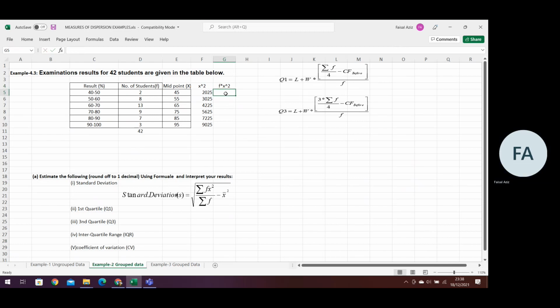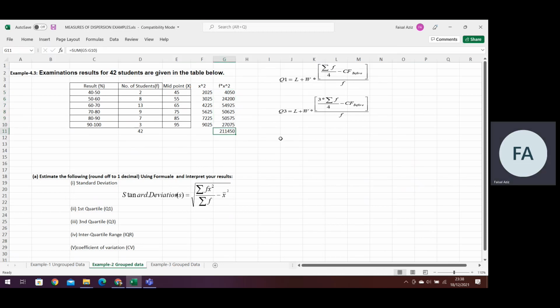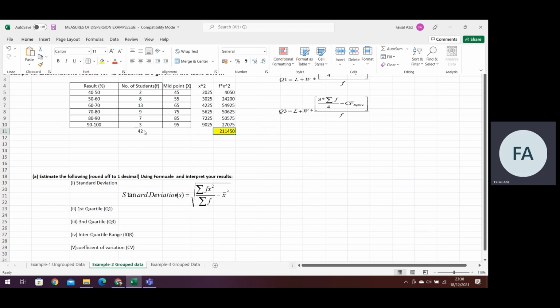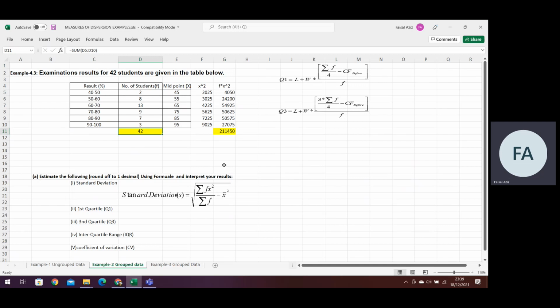So here we have f, which is 2, and multiply by x square, which is this one. So we'll click enter, and then I will drag it down. We need a sum total of this column. So here in home screen, we'll click on auto sum. So this is what summation fx square. So I'm going to highlight this number with a different color so that it will look prominent. So this is our fx square, and this is our summation f.